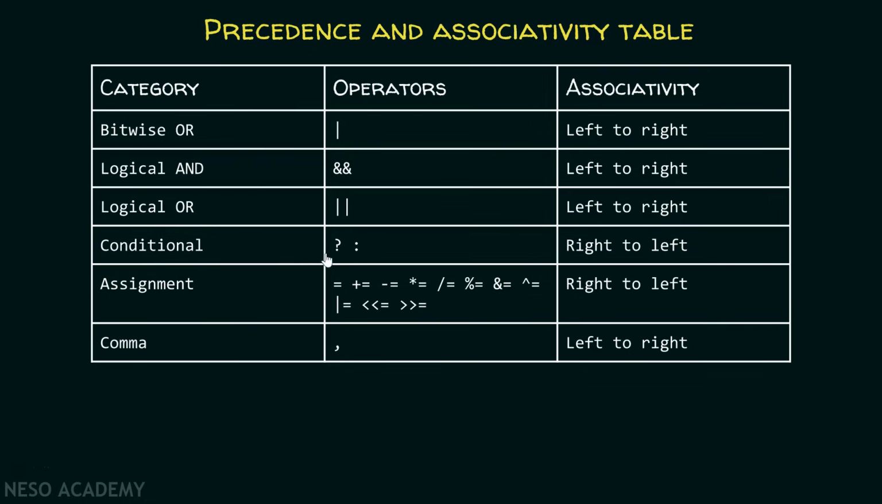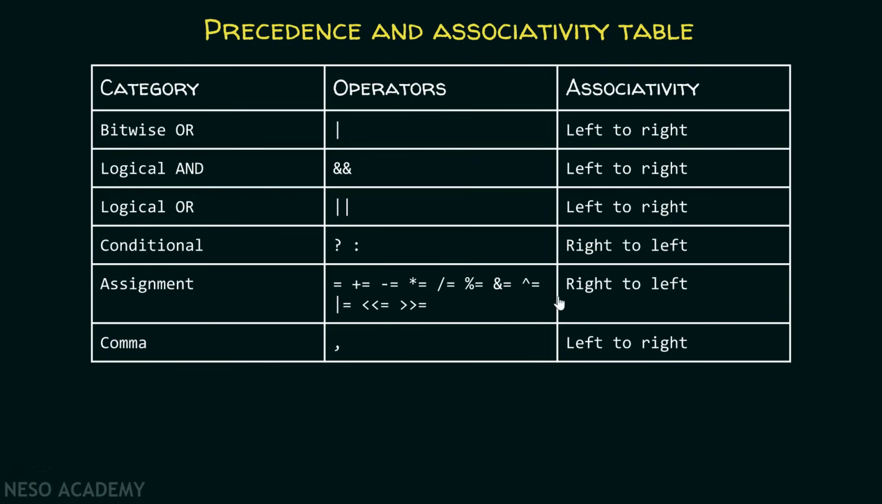Associativity for the conditional operator is right to left. If you find many conditional operators in an expression, then associativity for those conditional operators would be from right to left and not from left to right. Please remember this point. Apart from that, we have assignment operators, and we already know one important point about assignment operators is that their associativity is from right to left. Then the final operator in this list of precedence and associativity of operators is the comma operator. Associativity for the comma operator is from left to right.